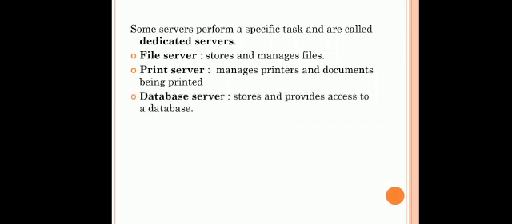Dedicated servers are servers that perform specific tasks, and according to the task they perform, they are given a special name. A file server manages and stores your files. A print server manages your printer and your document printing settings. A database server stores and provides access to a database. So what is a database? A database is a collection of related data.